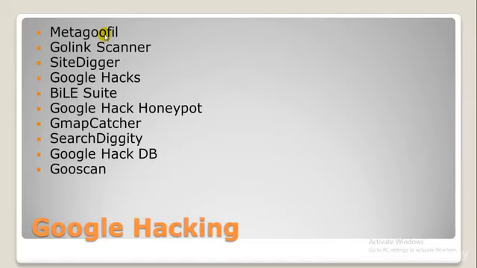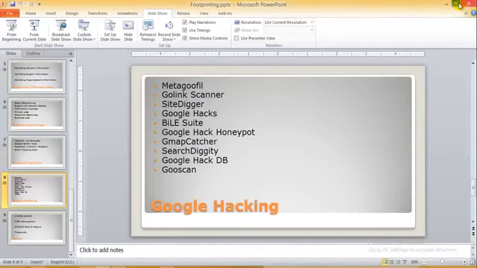So starting with MetaGoofil. MetaGoofil is an information gathering tool designed for extracting, let's say, metadata of public documents, that is from PDF, doc or docx, pptx, xlsx files belonging to a target company. I probably won't suggest using MetaGoofil, even though it's quite famous. We have one more extractor which is quite useful for today, and I'll show you that.